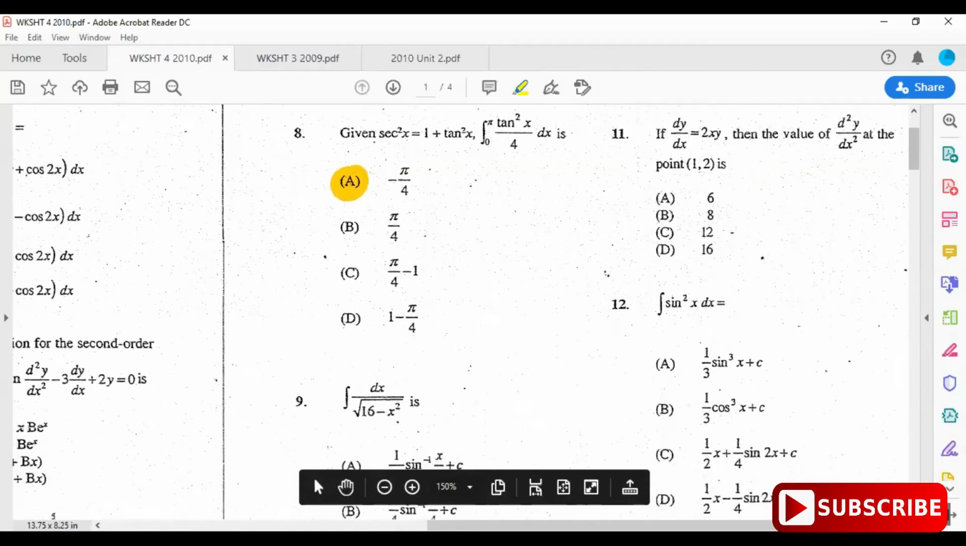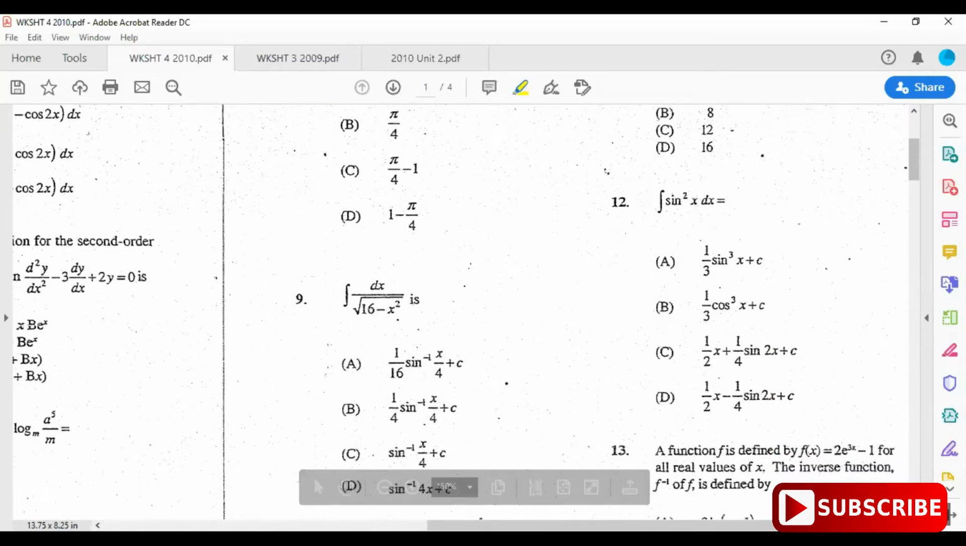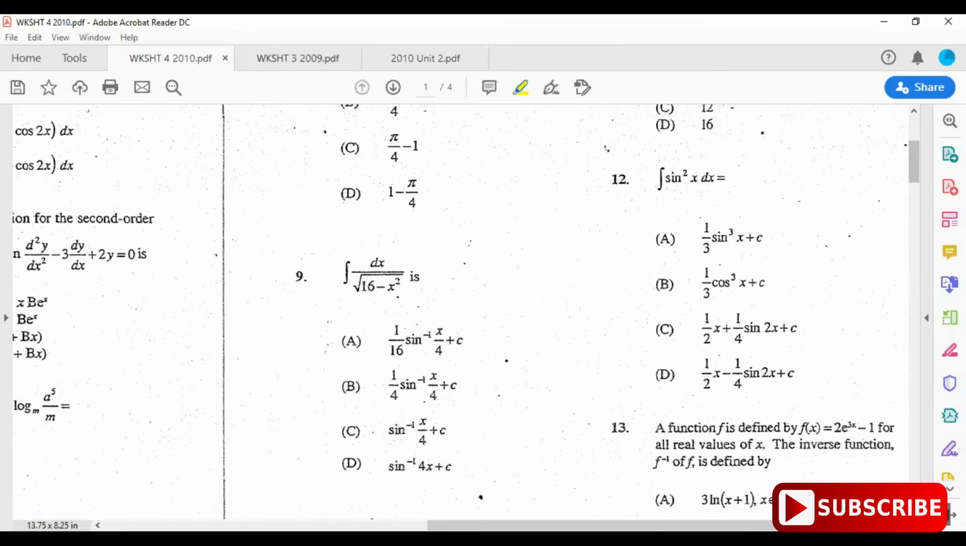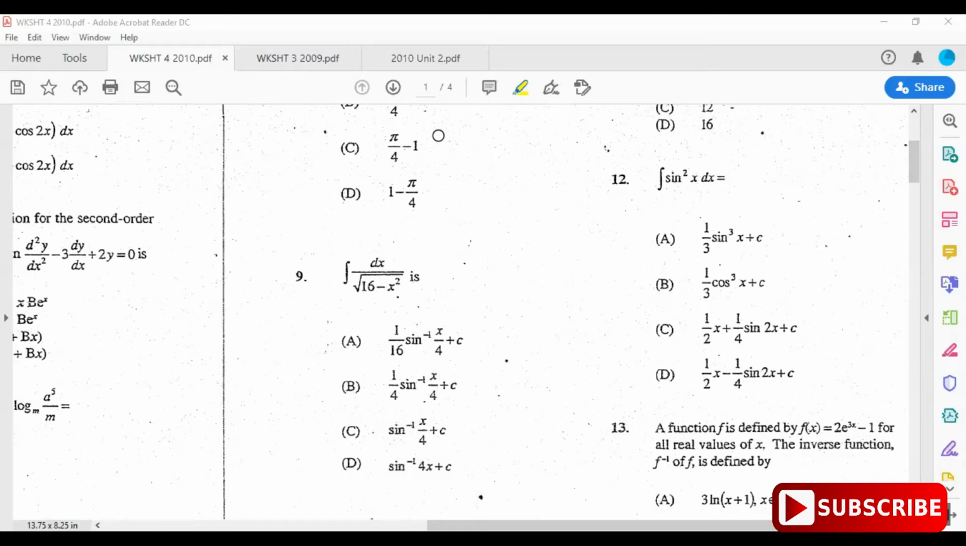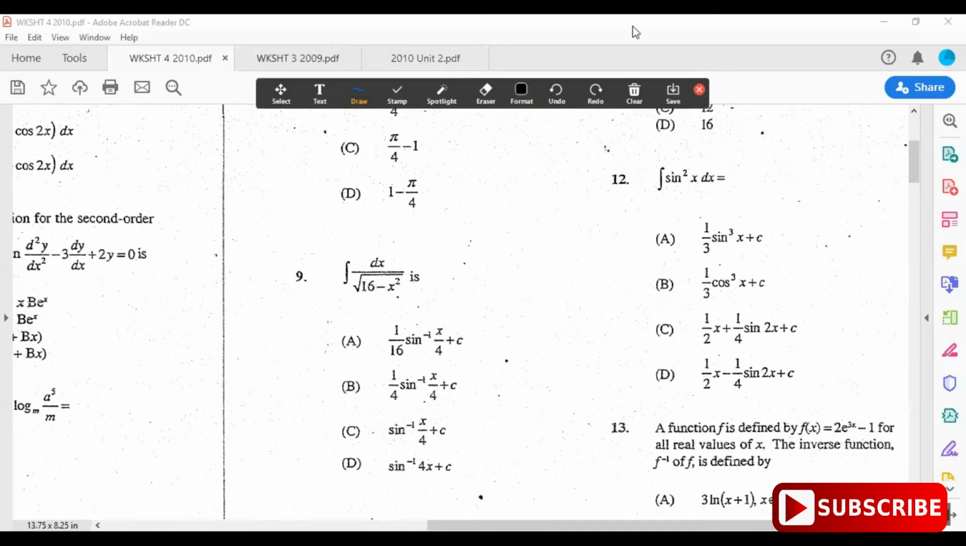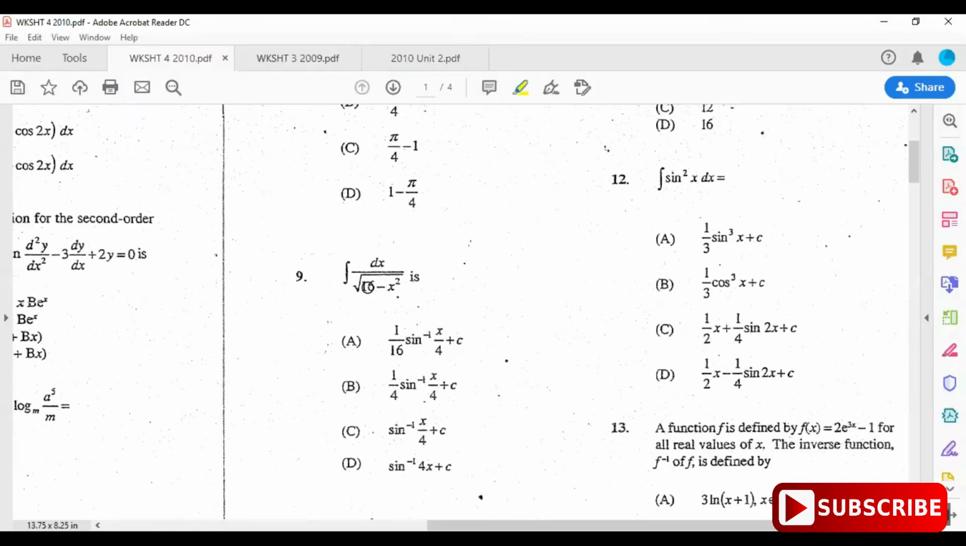Right. So now this question is asking us, what is the integral of 1 over the square root of 16 minus x squared dx? It'll be 1 over the square root of 16 minus x squared dx. So first I'll factor root 16 out of the square root. So you want to factor 16 out of the square root sign? Yes, sir. Square root it, so we get 4.